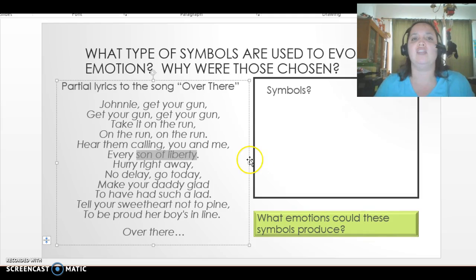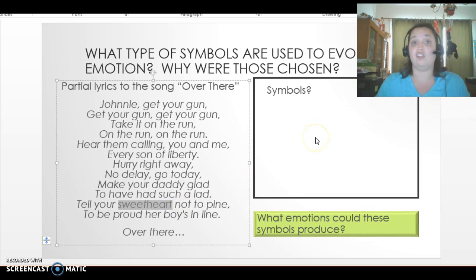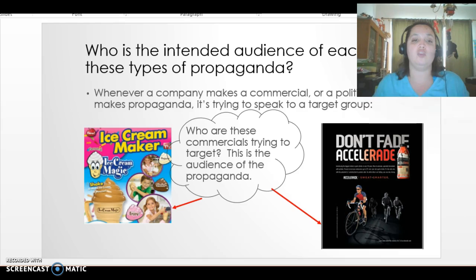So it gets you kind of feeling patriotic. A sweetheart. Of course, a sweetheart is a guy or a girl that you love, that you live for, that you would do anything to protect or defend. So these are all symbols, and their emotions, I kind of jumbled that together, but that's because symbols do generally evoke certain emotions. So as I mentioned before, you want to be thinking about your intended audience.